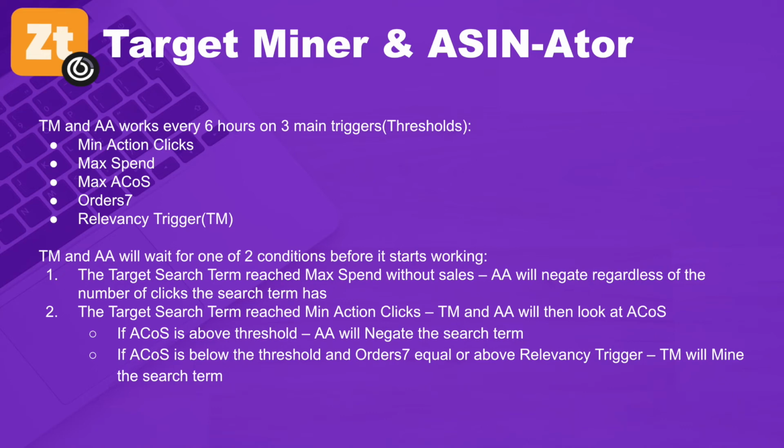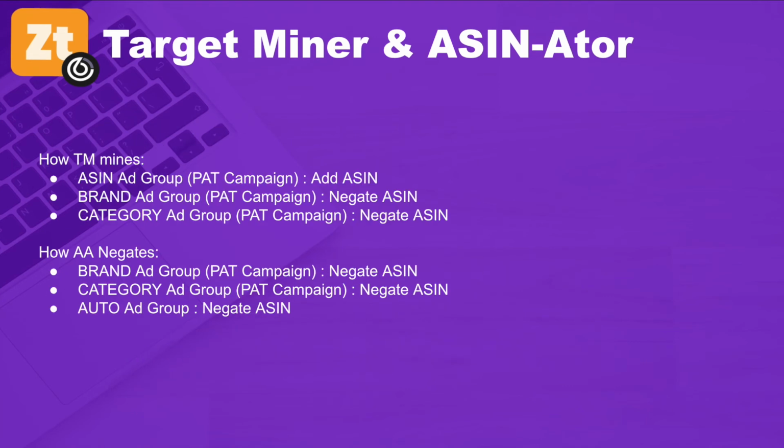Now if the target search term reached the minimum action clicks, target miner and asinator will look at the target ACOS. If ACOS is above threshold, then asinator will negate the search term. If ACOS is below the threshold and orders 7 is equal or above relevancy sales set on your PGN, target miner will mine the search term. How does target miner mine? For the ASIN ad group on your PAT campaign, the target ASIN is added. Now for your brand and category ad groups on your PAT campaign, the target ASIN is negated. How does asinator negate? The ASIN is negated for your brand and category ad groups from your PAT campaign, as well as on your auto ad group.